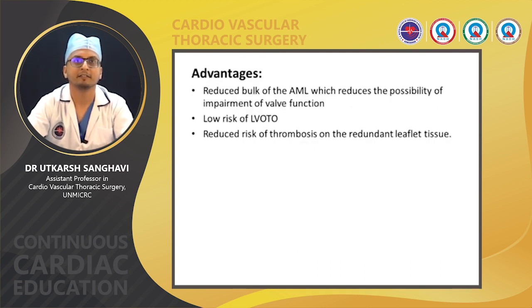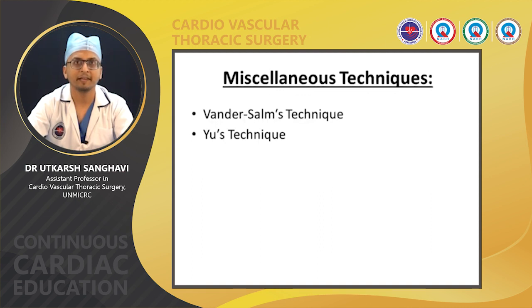The advantages of this technique are that it reduces the bulk of the AML. It also reduces the risk of left ventricular outflow tract obstruction, and there is also reduced risk of thrombosis on the redundant leaflet tissue. Various other techniques which are less commonly used are Wender and Salm's technique and Hughes technique.